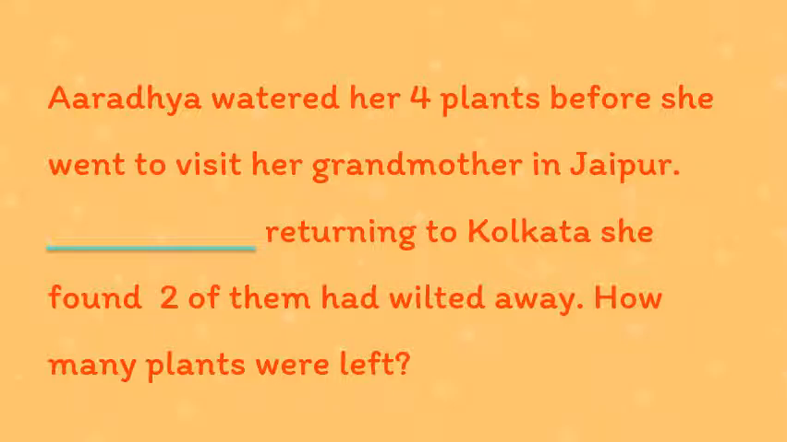Here is our next one. Aradhya watered her 4 plants before she went to visit her grandmother in Jaipur. After returning to Kolkata, she found 2 of them had wilted away. How many plants were left?